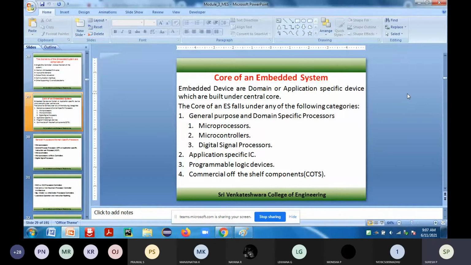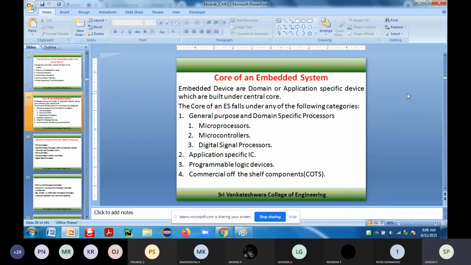The second one which you are going to have as a part of the core is application specific ICs, that is, application specific integrated circuits. You are going to have an integrated circuit designed to do a specific operation. The third one is programmable logic devices. This part you have already read, PLDs, in your ADE. The same thing will come here also.